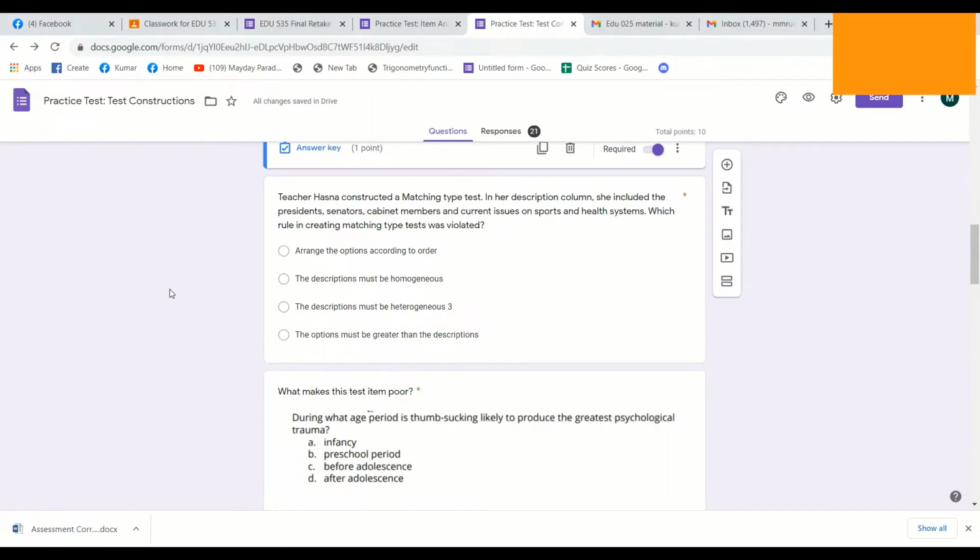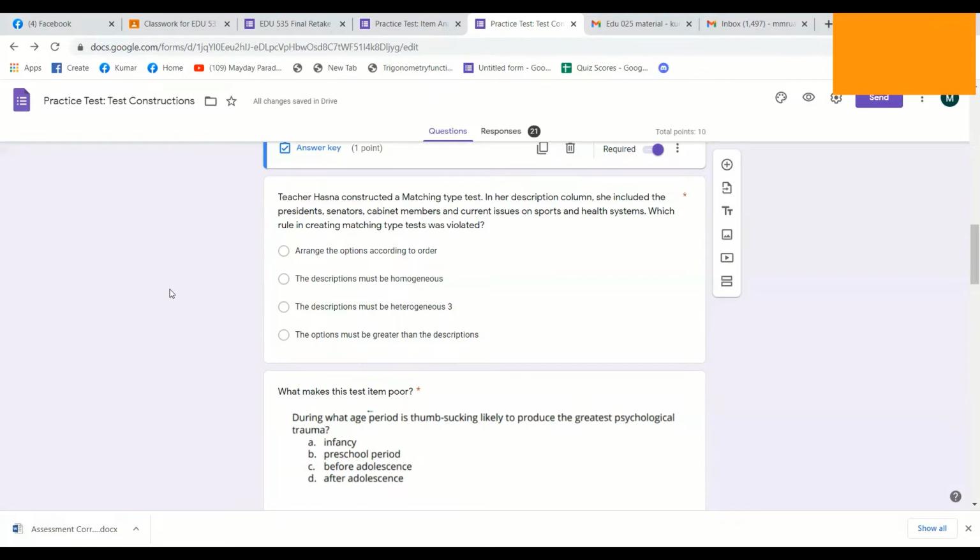Teacher Hashna constructed a matching type test. In her description column, she included presidents, senators, cabinet members, and current issues on sports and health system. Which rule in creating matching type test was violated? Now, try to look at here. She included presidents, senators, cabinet members, current issues.